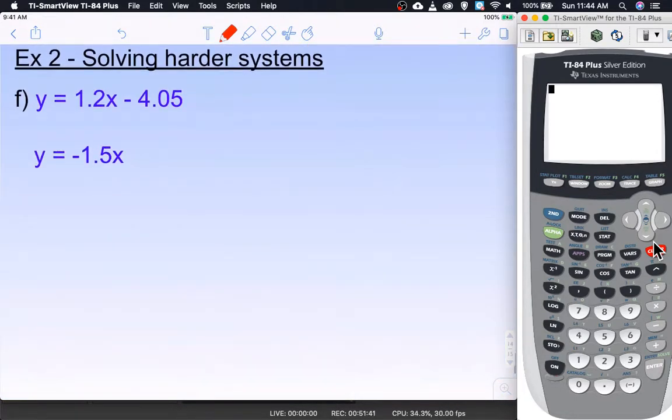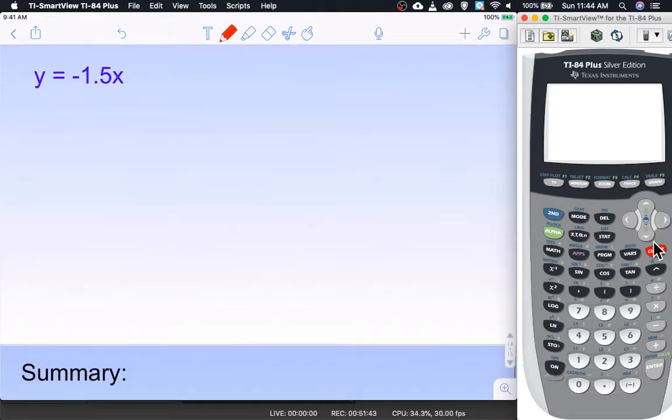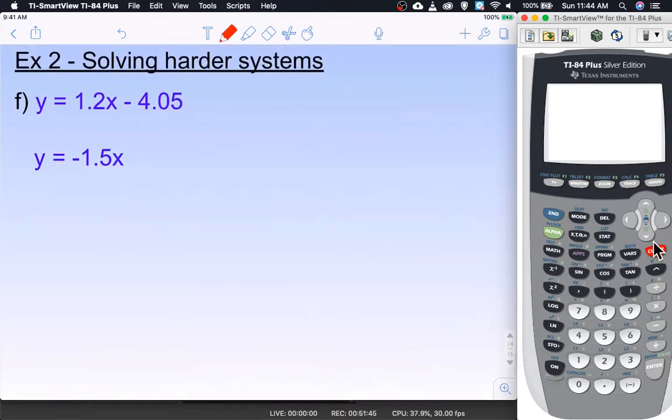If you could please do this, I believe, last question for the lesson. Pause the video, do it on your own. When you're ready to continue, hit play, and we'll go through it together.